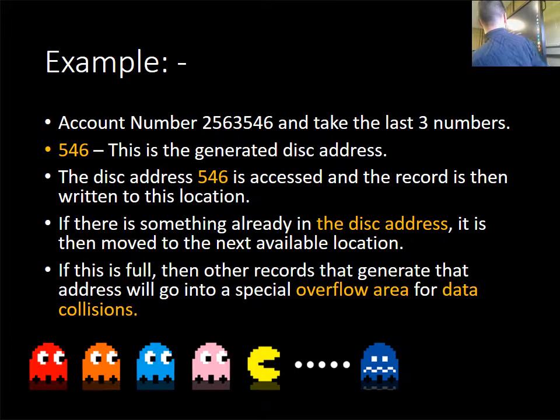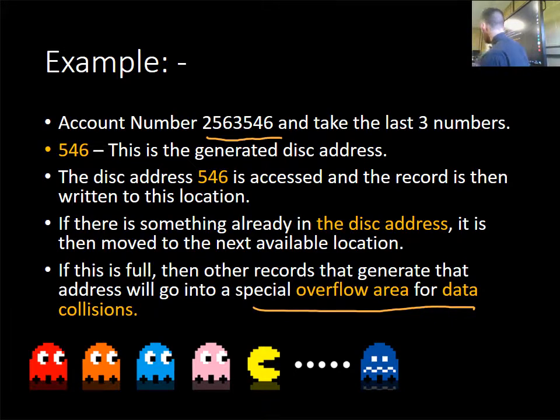So this whole account number is placed in that disk location, all right? Now, if there is something already there, what it does is it will go to 547 and place it there instead. Now, that is moved to the next location, but again, if it's full, then they have a special area for data collisions where that's been filled up. So there's a special area allocated so that that doesn't happen and you don't end up with your programs or your data going missing.